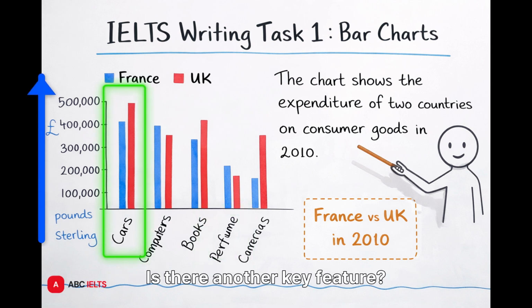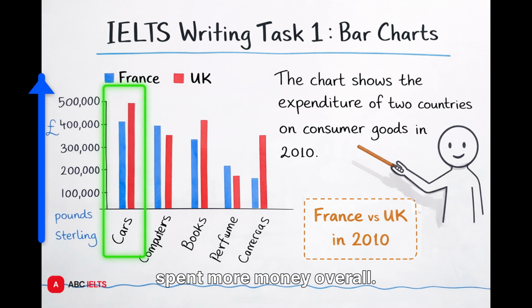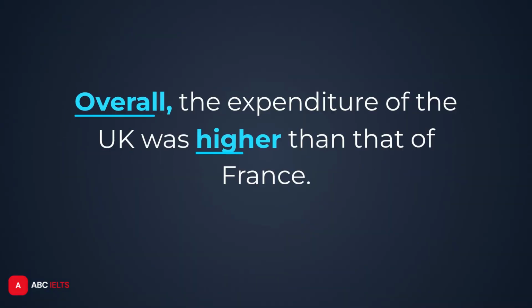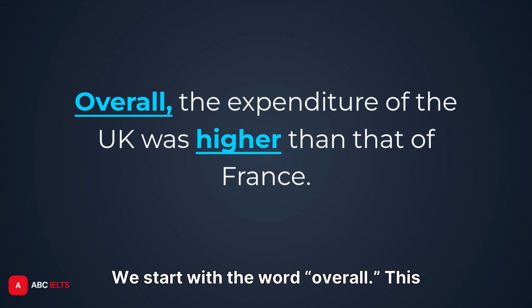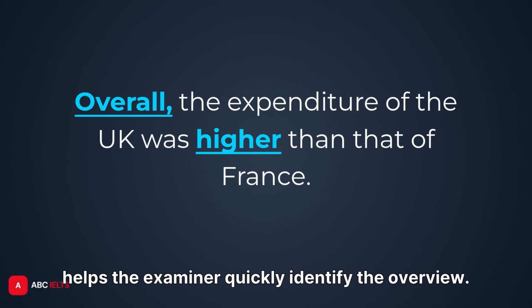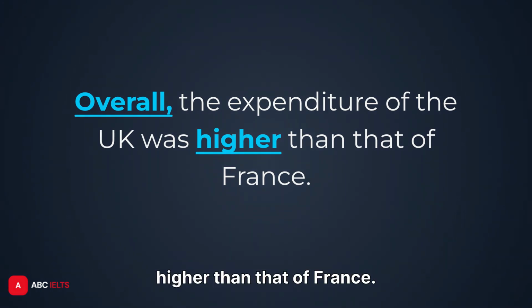Is there another key feature? Yes. You need to look at which country spent more money overall. You can see that there is more red than blue, so the UK spent more money than France. Now let's write the overview. We start with the word overall. This is a very good technique because it helps the examiner quickly identify the overview. Overall, the expenditure of the UK was higher than that of France.